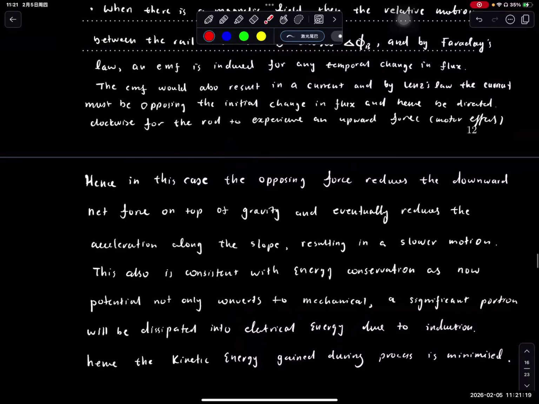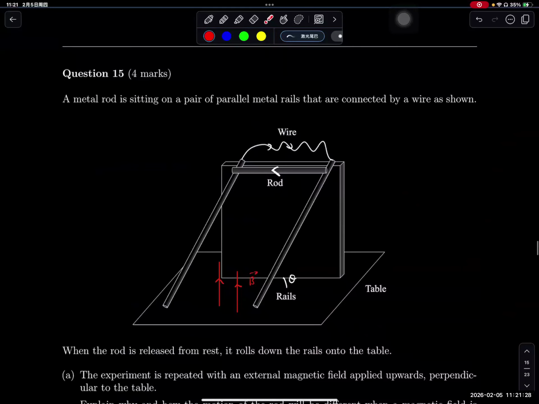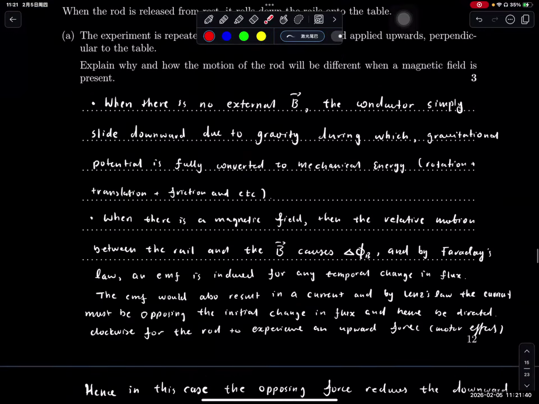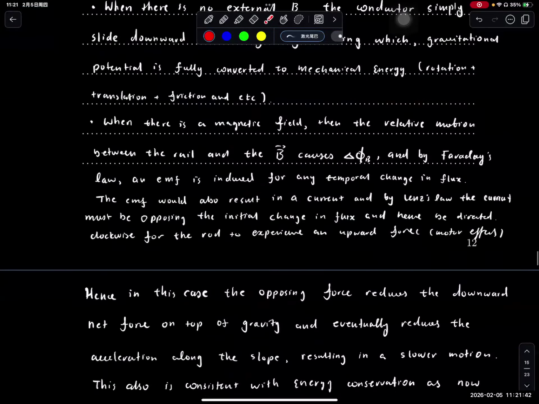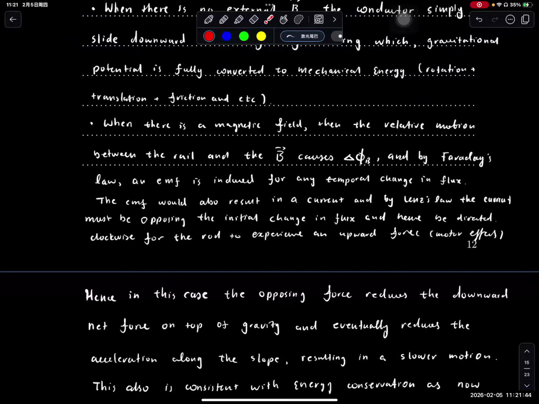So in this case, the opposing force reduces the net downward force on top of gravity. Okay, so you have to say it only reduces the downward acceleration. It cannot oppose the initial downward acceleration, otherwise the rod is not going to go up. It's always going to go down, but with a smaller downward acceleration. It's not going to overcome the downward force, only minimize it. So the acceleration is the one that's being reduced.